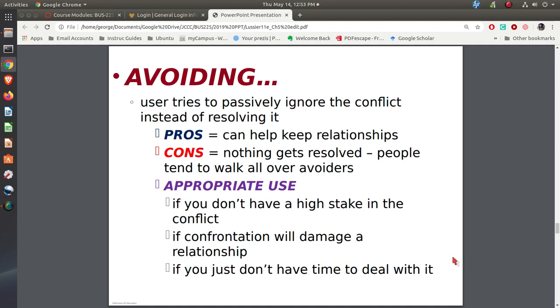Avoiding is basically, I lose, you win. It can help keep relationships, but you don't get anything resolved. It can be useful and appropriate if you don't have a high stake or you don't really care about the situation. Go ahead and let them go. If maybe you don't have time to deal with the situation, go ahead and avoid.